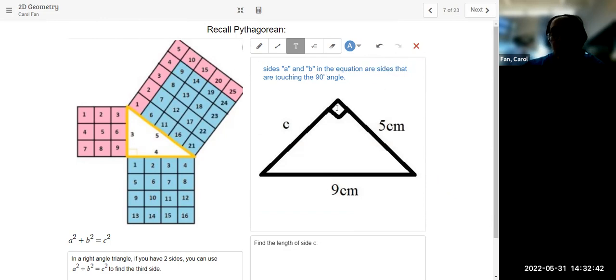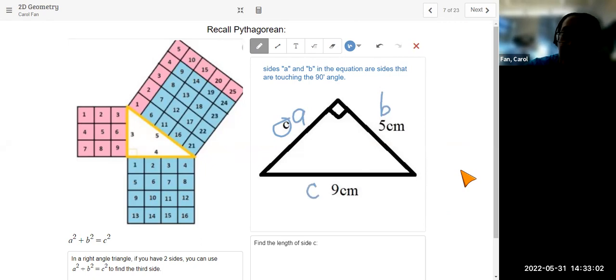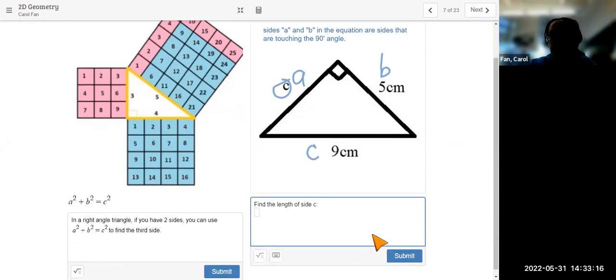Now, in this question, we have a right-angled triangle with a 5, a 9, and a C. You'll notice that if I were to use the equation, I would actually be calling this side A, this is B, and this is C. Because we said that sides A and B are just sides that are touching the 90-degree angle. So now we need to find side C. Well, our A is actually a C.